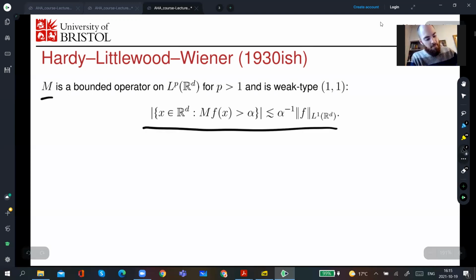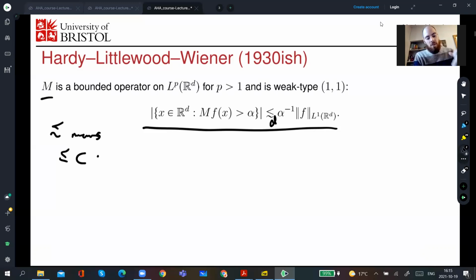Remember that less-than-or-similar means less than or equal to a constant times whatever is there. This constant is allowed to depend on the dimension for us, but it doesn't depend on that function that we plug in. All we assume is that that function has a finite L^1 norm.